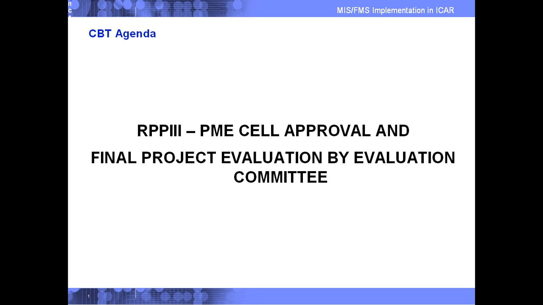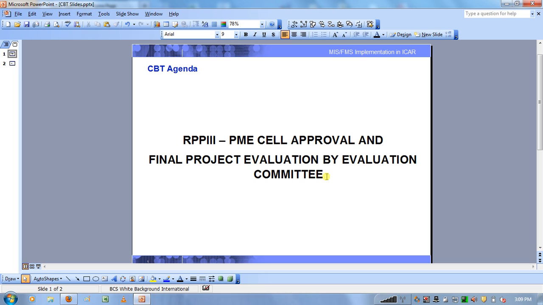So when it reaches the PME cell, it will not only approve this RPPIII document, it will also capture the final project evaluation that is done by evaluation committee. So the marks and the rating given in the final project evaluation, the PME cell will capture this evaluation in the system, store these ratings in the system, and along with that approve the document. So now we will see how to do this in the system.